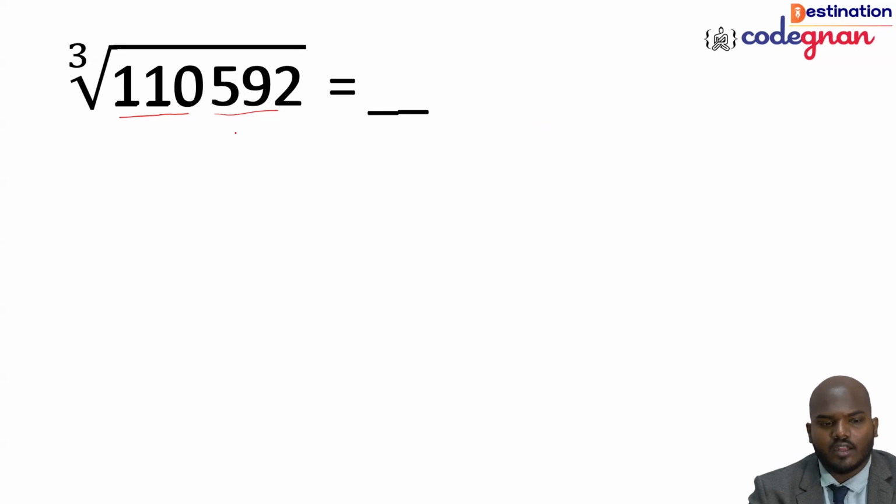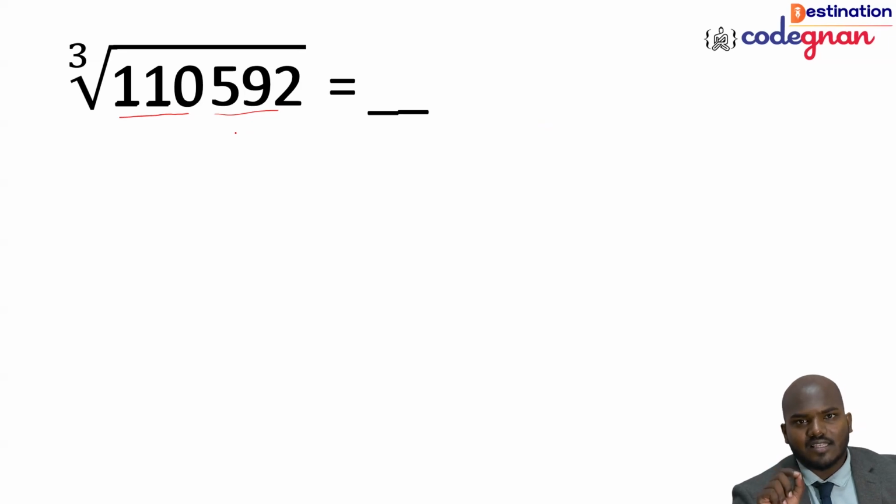Okay, and coming to the cube root, guys, if you have 3 values inside, it will give you 1 digit outside. If you have 6 digits inside, it will give you 2 digits outside. The reason is because of the cube root. Okay, same like that, I'm just taking a value here.